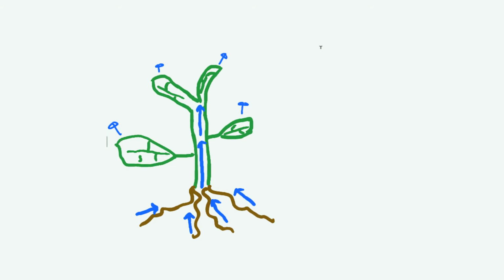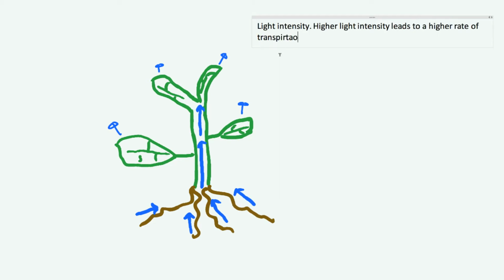And so the first one I'm going to mention is light intensity. Okay, light intensity. So now, how is that related to transpiration? Well, when light intensity is high, okay, a higher light intensity leads to a higher rate of transpiration. Okay, and you might be thinking, well, why is that the case? Light intensity isn't involved, or it doesn't directly relate to heat. Why does that lead to a higher rate of transpiration?